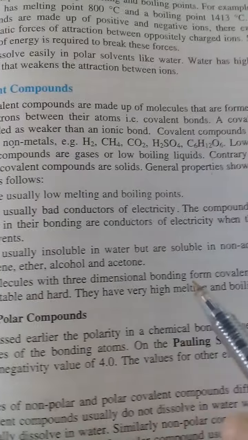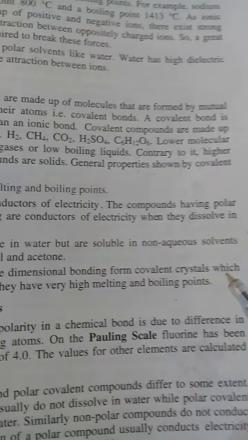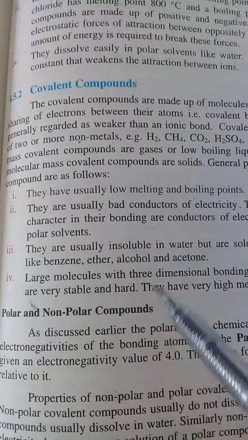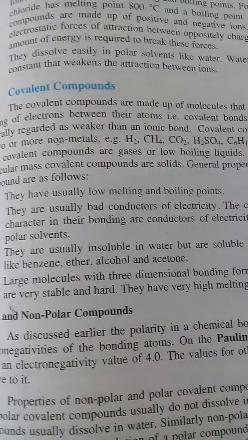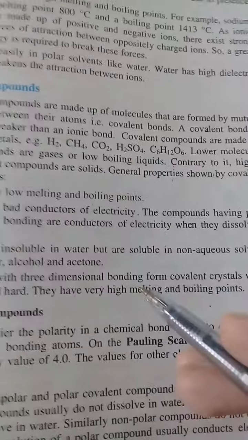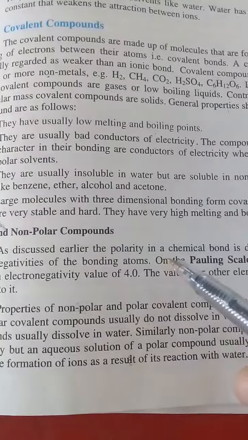Large molecules with three-dimensional bonding form covalent crystals. So covalent crystals may be found in covalent compounds if the molecules have a large size. Then they will have high melting and boiling points. Then polar and non-polar nature is discussed.